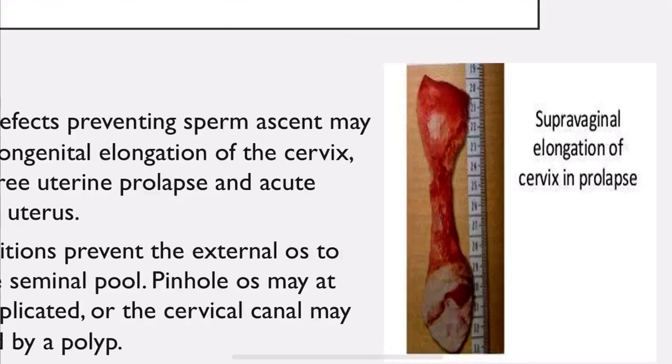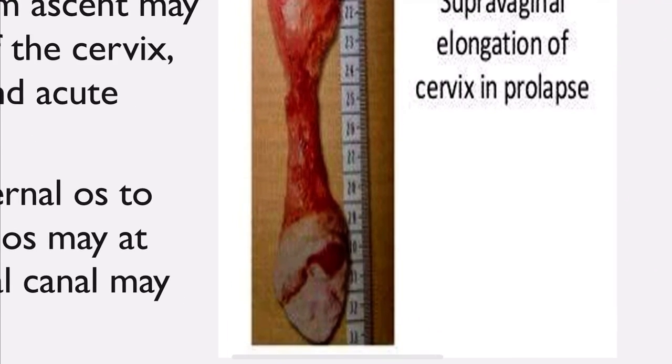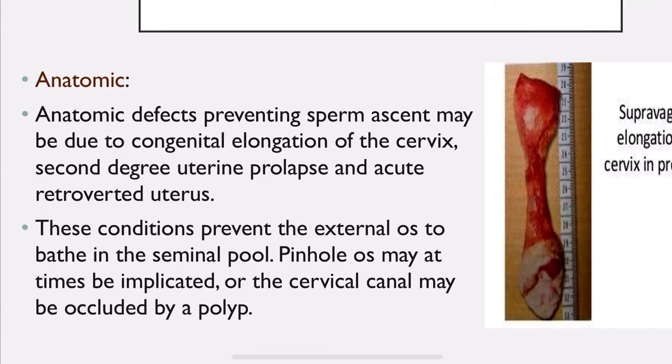You can look at the picture here, the elongation of the cervix in case of prolapse. So whenever there is a congenital elongation of the cervix, second degree uterine prolapse, or an acutely retroverted uterus, these conditions prevent the external os from bathing in the seminal pool. Since the cervix is elongated, the external os cannot bathe in the seminal pool, which is only 2 ml.